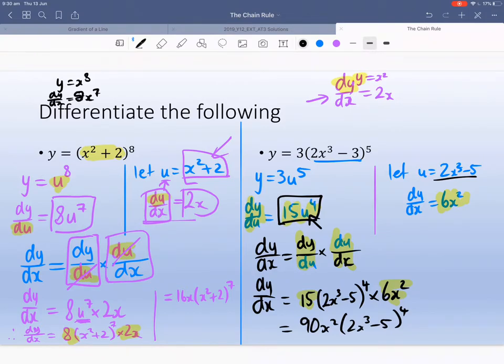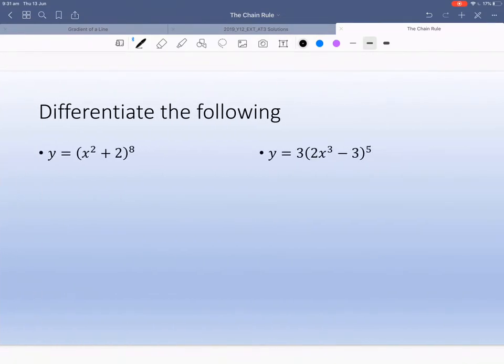So hopefully you know how to do this. In the next part of the video, I'm just going to quickly tell you a cheat way, a quick way of getting to the answer. What I'm going to do is pretend that this whole thing is just x, like I normally did.